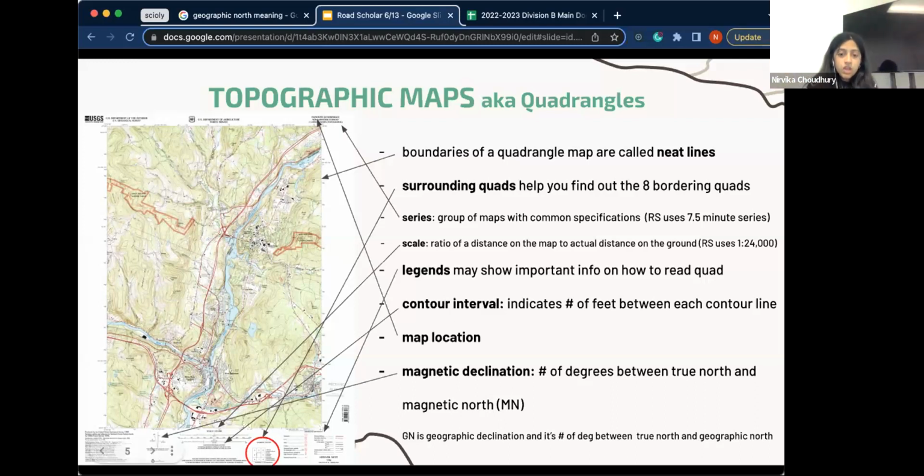And GN is geographic declination, and it's the number of degrees between true north and geographic north. Geographic north is the direction from any point along a meridian towards the North Pole. So that's the difference between geographic and magnetic north.